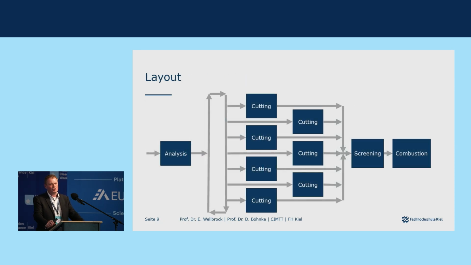Finally, if I arrange all these process steps in a line, it could look like this. At the beginning, after retrieving, we have the analysis. Then we have a buffer on the platform, a storage on the platform, not on the seabed. We need plenty, or more than one, cutting cells. In this case, I arranged 7. And after this, we need the screening and we need the combustion.